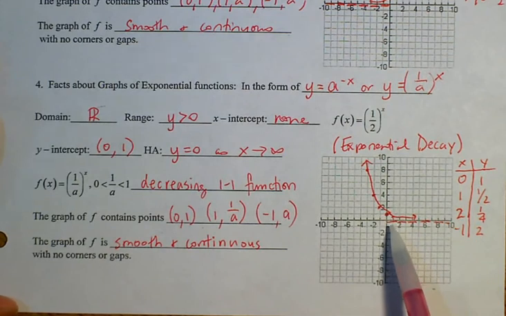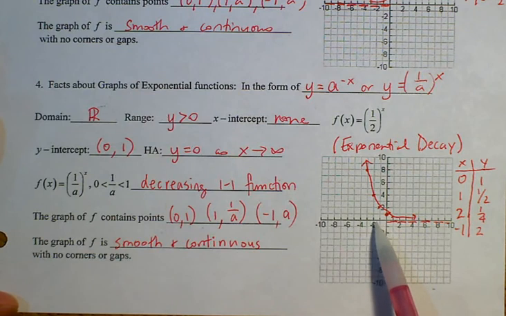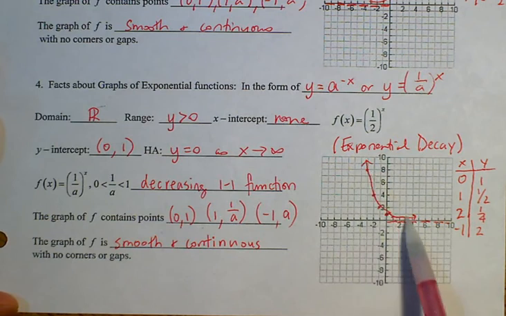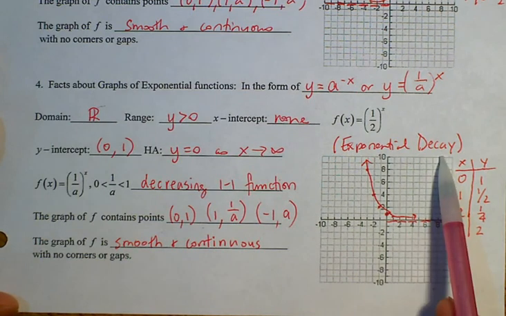And those points are at 0, 1; 1, a half; 2, a fourth; and at negative 1, it goes up to 2. And I can also plot in negative 2, it's going to go up to a 4. Right? So then you're going to draw this out. And this is called an exponential decay.